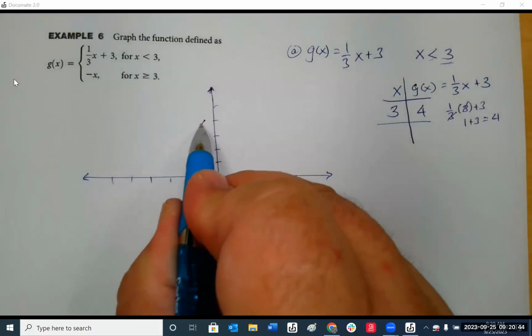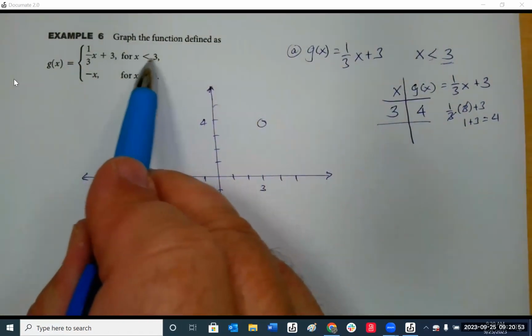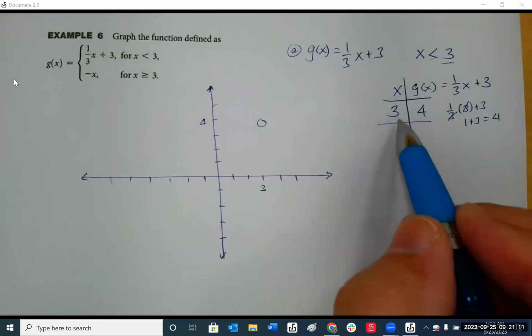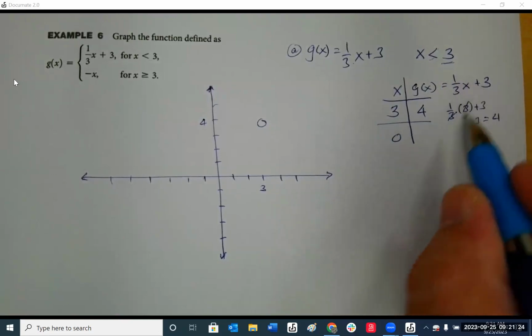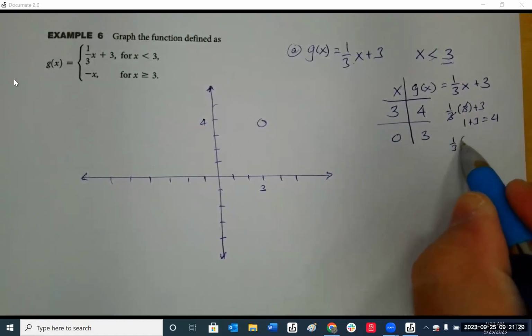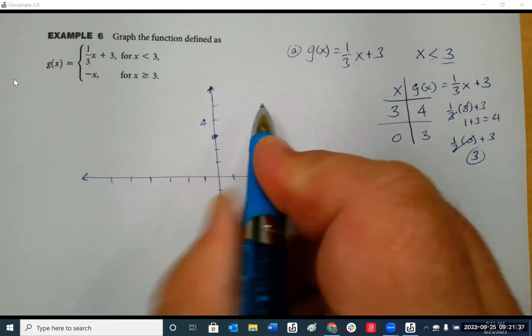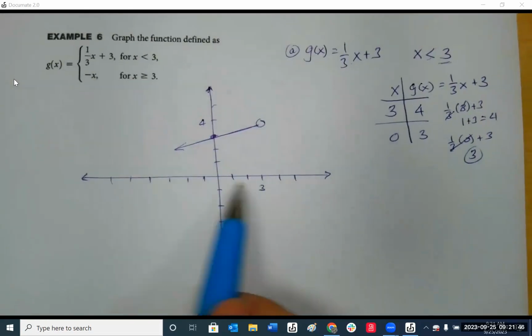So at 3, we have a point, an open circle at 4. Why is it open? Because I can't use 3. I can start there, but I can't use it. What would be the next easy number to put in there? Remember, our x's have to be less than 3. Give me a number less than 3. If you can use 0, use 0. Because 0 will make that disappear. So it's 1/3 times 0 plus 3. So that disappears, and it's just 3. So at 0, we have 3. And there's our graph for that side of the line. This is for x being less than 3.